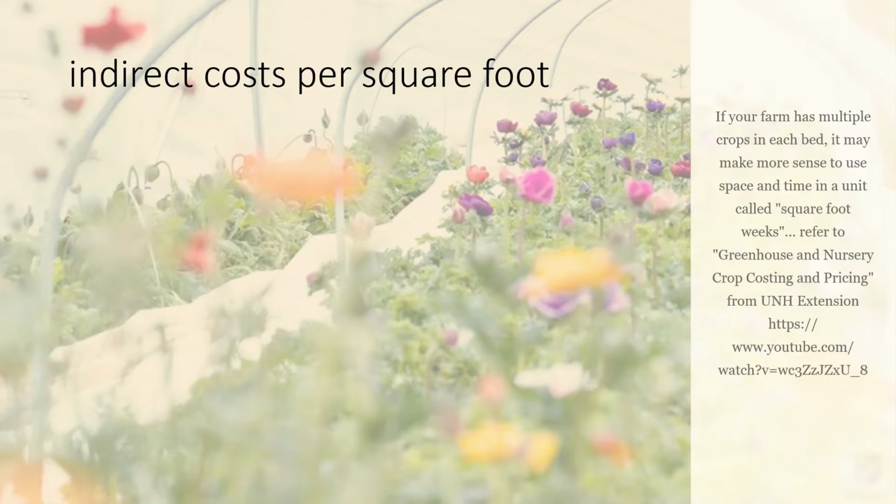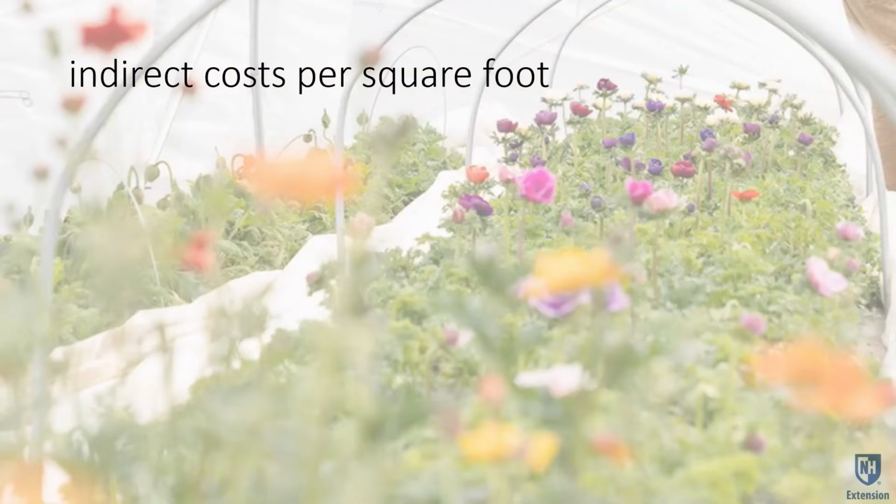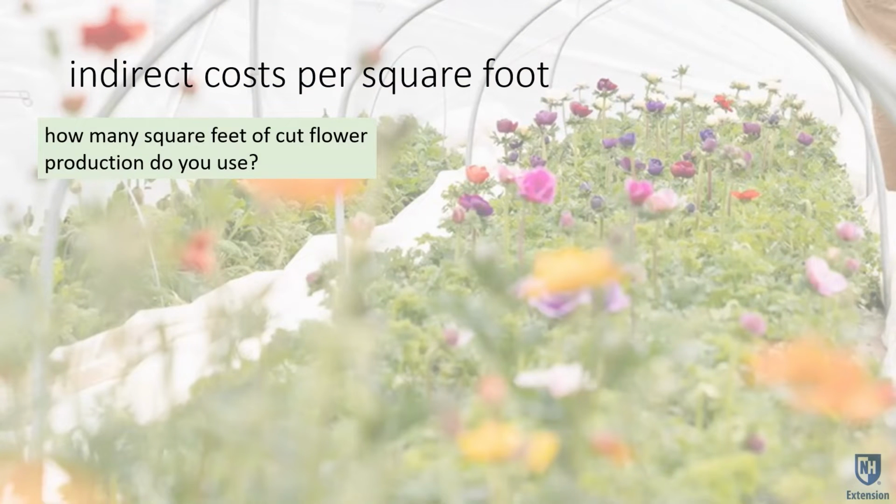I'm going to start putting numbers on the screen. All of these numbers, and from here on, these are made up. Your mileage will vary. Do not plan based on any of the numbers that are up here on the screen. So the first thing I want to ask you is, how many square feet of cut flower production do you use? Right? This is just the sum of the area of your beds.